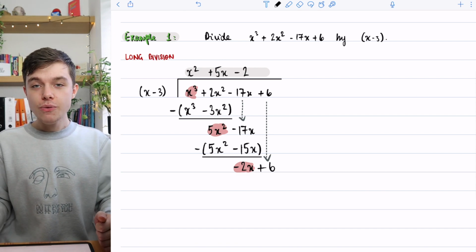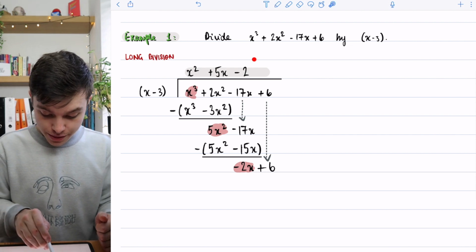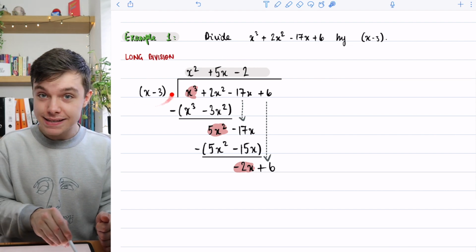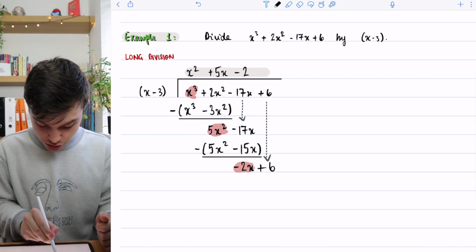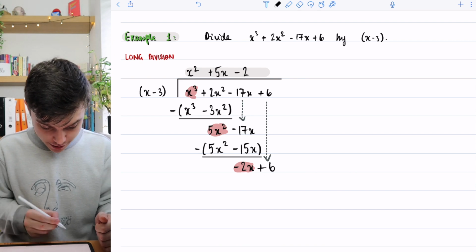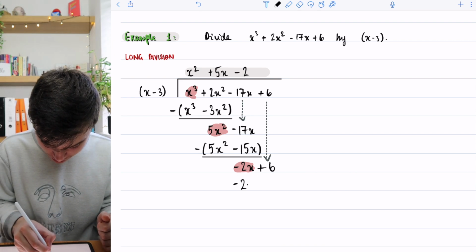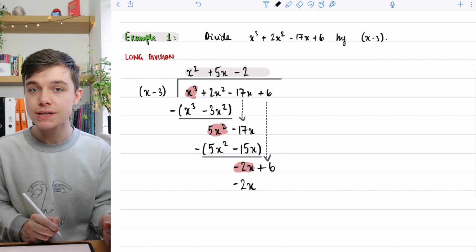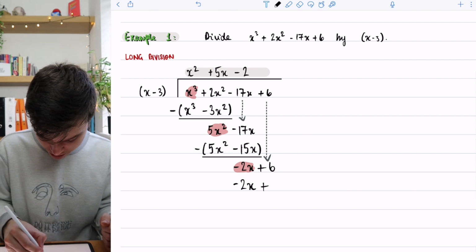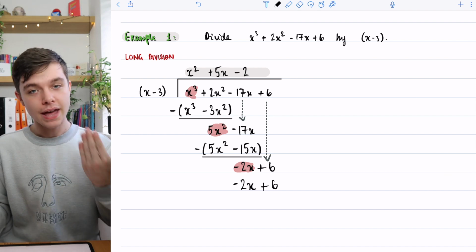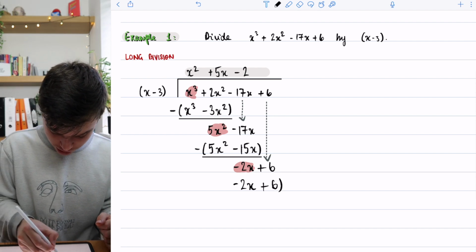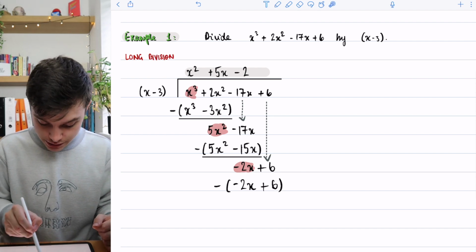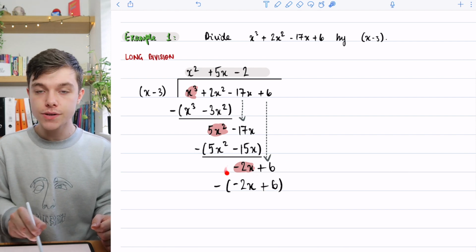Then what I'm going to do is multiply the minus 2 by everything inside the bracket, and I'm going to write that underneath here. So the minus 2 times the x gives me minus 2x, and the minus 2 times the minus 3 will give me a positive 6. Then, hopefully, you can see what I'm going to do now. I'm going to subtract that from these two terms.